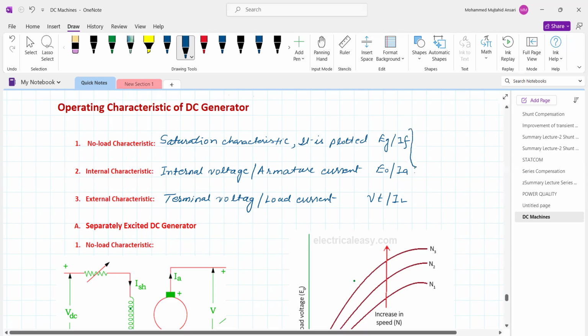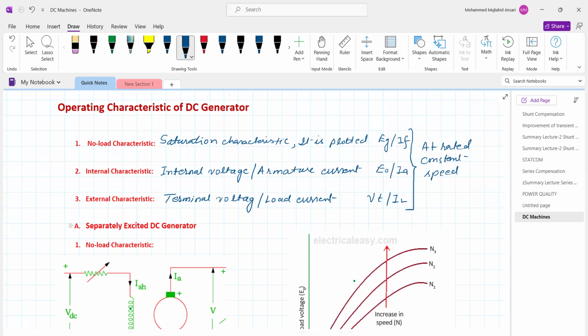All these characteristics are at rated constant speed. Whatever the speed which is mentioned on the nameplate of the machine, we conduct this characteristic at that constant speed. Now first we will see the separately excited DC generator, and its first characteristic is the no load characteristic.